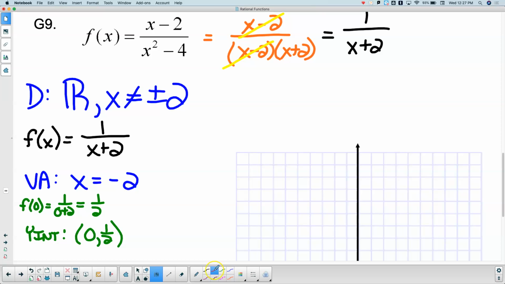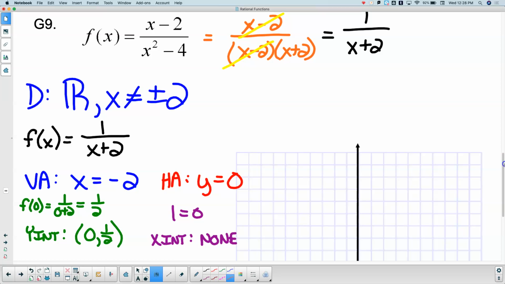My horizontal asymptote is at y equals 0. My x-intercept is none. Right? Find the domain off of my original function, simplify the original function, and then use that the rest of the way through. Okay?